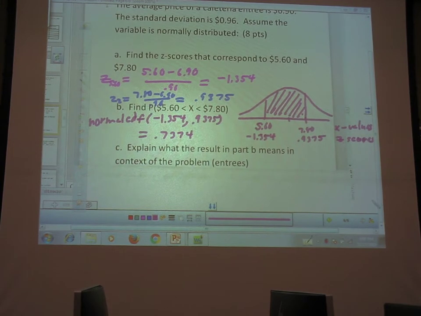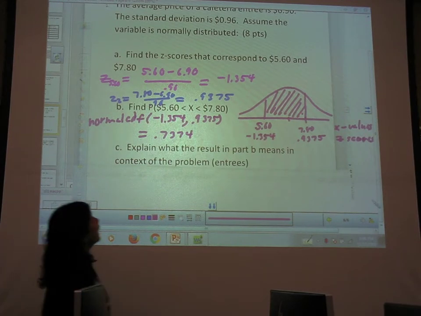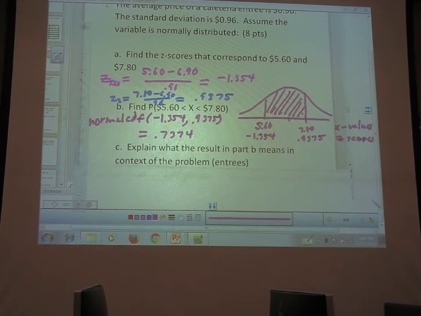So on the exam, we're drawing and labeling? No, I'm just doing this so you guys understand where these come from. If you get lost, you might want to draw a picture. Drawing a picture will help you. What did you find using normal CDF again?